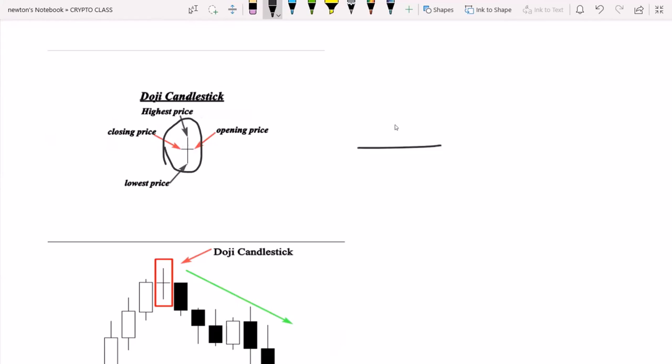Let me bring it out. This is what this guy looks like. Okay. Like we say, a candle always has its opening and closing price. And it always has the highest and lowest points, which are represented by a shadow, or we also call it a wick. Now, in the case of the doji, the doji closes where it opens from.